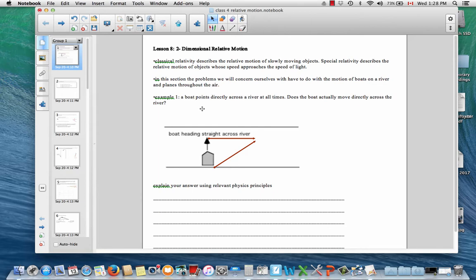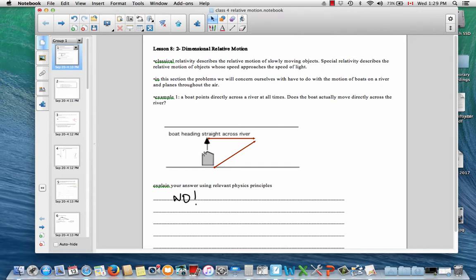So we're looking at fairly slow-moving objects like trains, planes, and automobiles, moving through the air or on the water. Now, if you're moving on the water and the water's moving, well, interesting things happen. For instance, if you get in a boat and point directly across the river, you don't actually move straight across the river. No, you don't move straight across the river.